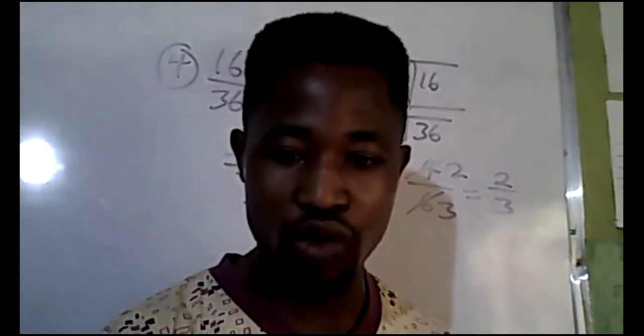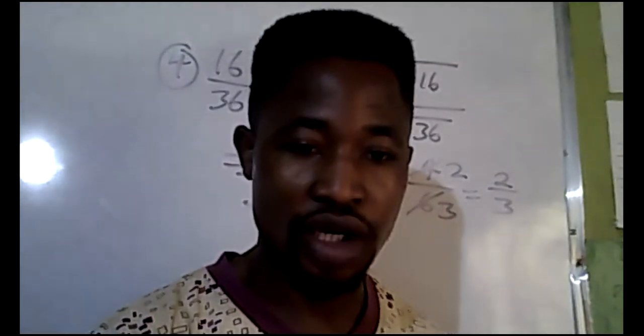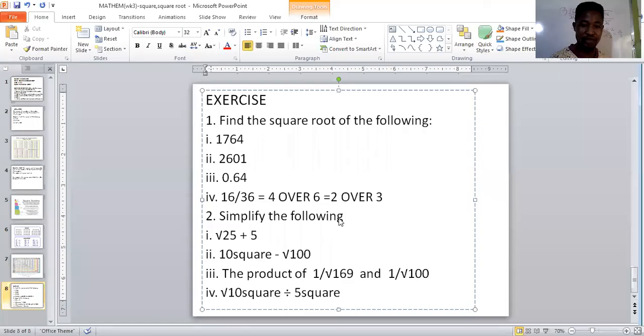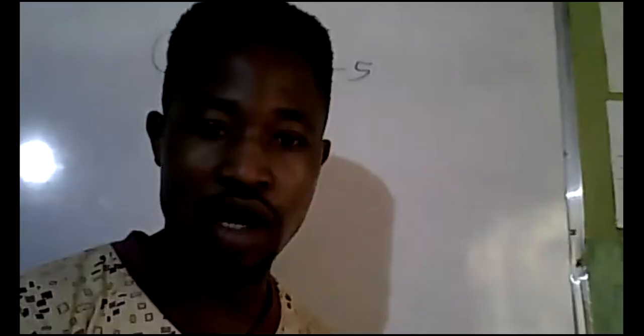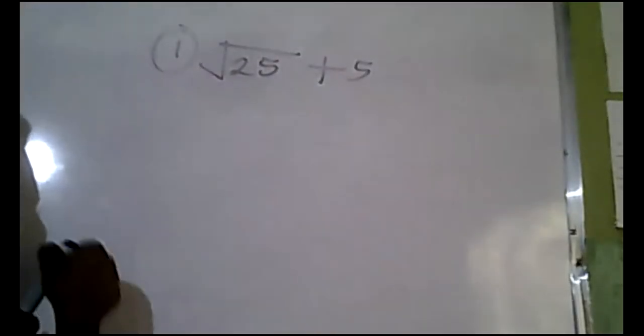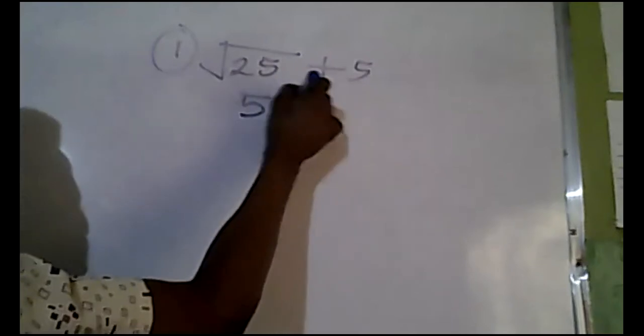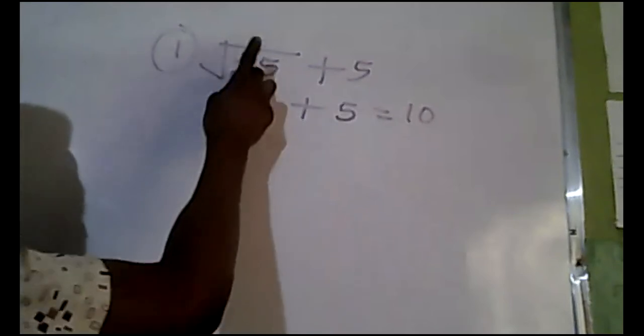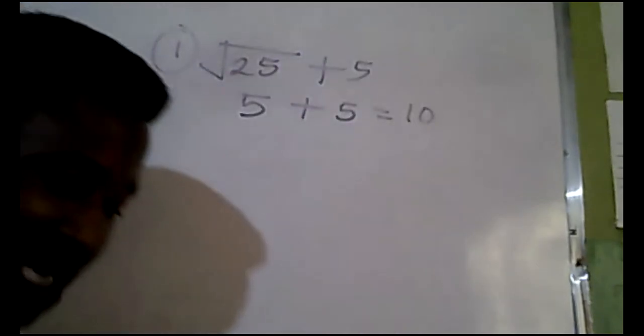Simplify the following. This simplification is easy. Number 1 is square root of 25 plus 5. Let me make the board bigger so you can see that as well. We know that square root of 25 is 5, without working, plus 5. 5 plus 5 is 10. That is quite easy, isn't it? So that's the answer for that one.